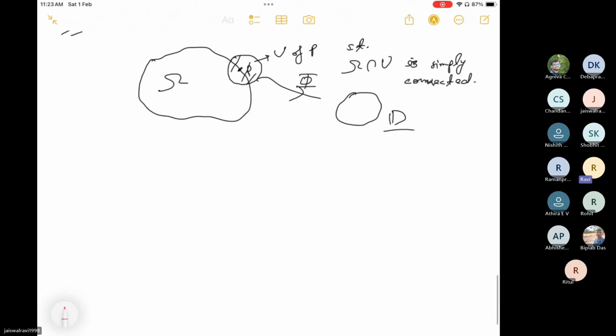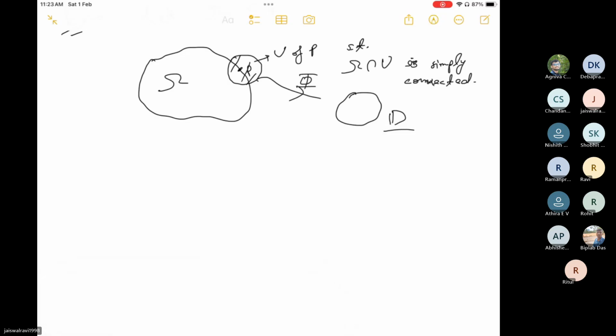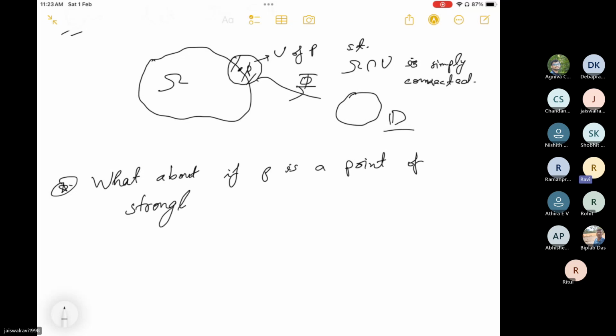So then our next question is, what about if P is a point of strongly pseudoconvex?